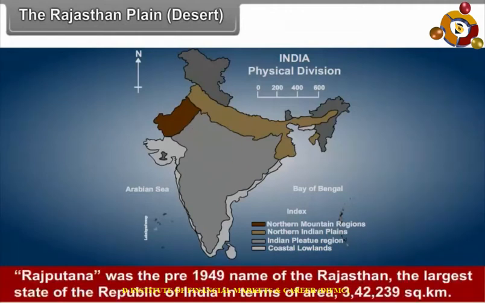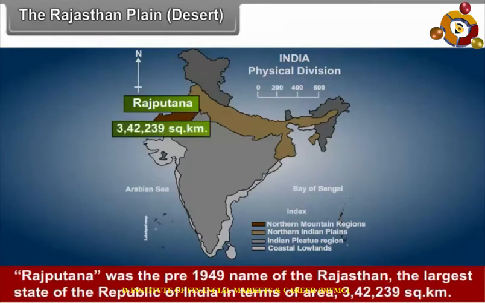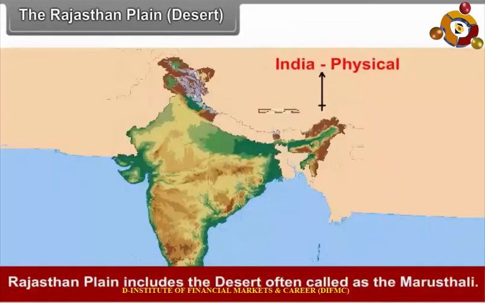Do you know Rajputana was the pre-1949 name of Rajasthan, the largest state of the Republic of India in terms of area, 3,42,239 square kilometers. Rajasthan plain includes the desert often called the Marusthali.